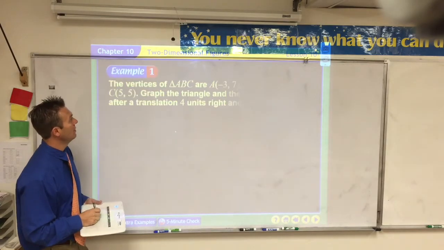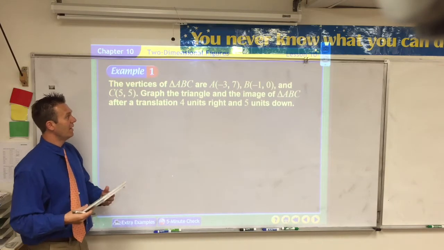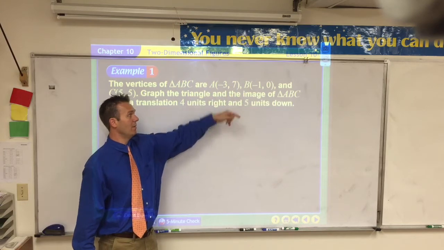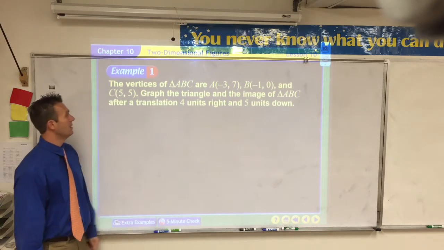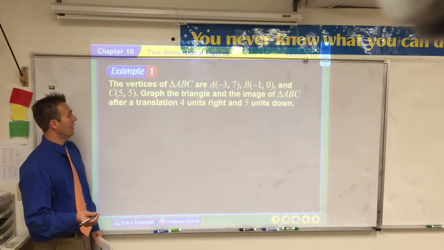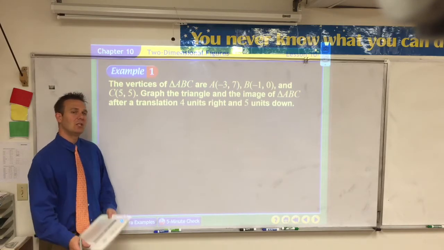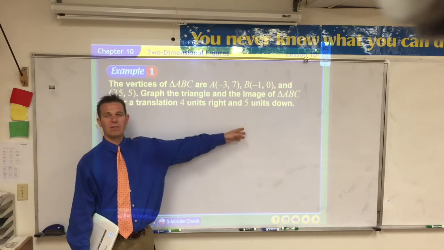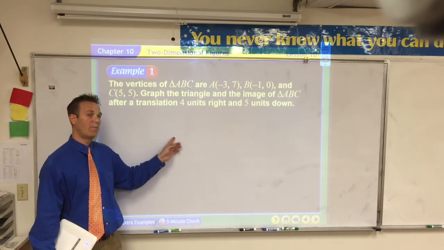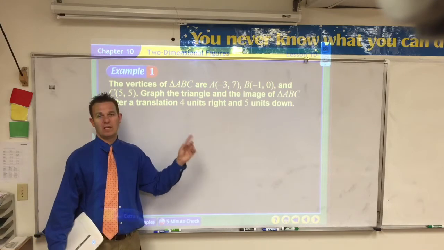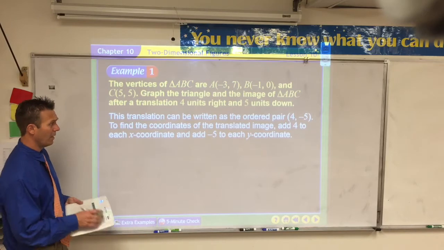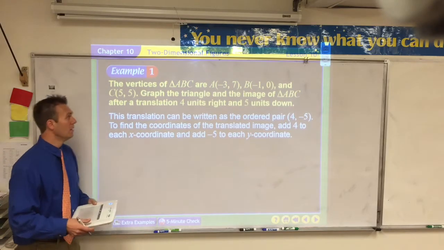So translation, here we go. So we have a triangle ABC, and the points for that triangle are A is -3, 7, B is -1, 0, and C is 5, 5. And they want you to graph the triangle in the image, triangle ABC, after a translation of 4 units to the right and 5 units down. And you know, you can write this 4 units in the coordinate as 4, comma, and then 5 units down would be -5. And so they're going to show you that right now. And there it is. The ordered pair is 4, -5.